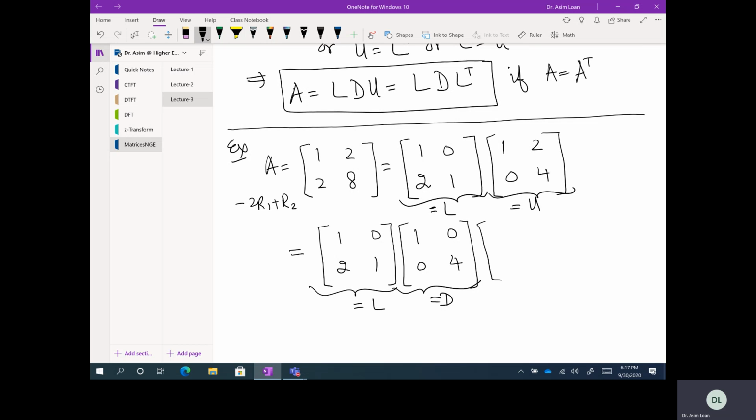And this one is simply, when I take out 1 from here, this will be still 1 and 2. And when I take out 4 from here, this is 0 and 1. This is the same as U is L transpose. So these two matrices are the same.